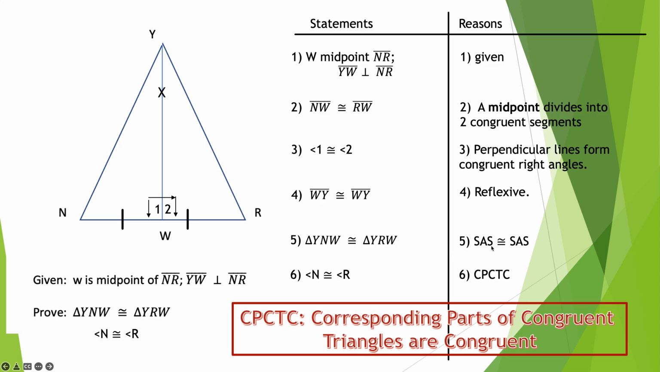So you see in step 5, I proved the triangles congruent. Then I can prove the parts in step 6 because it says the corresponding parts of the congruent triangles. So if you try to put CPCTC before you've proven the triangles congruent, it makes absolutely no sense. It's only once the triangles are proven congruent that you can say the parts are congruent. Okay, so those are 2 proofs done. We'll do some more in a couple of seconds.